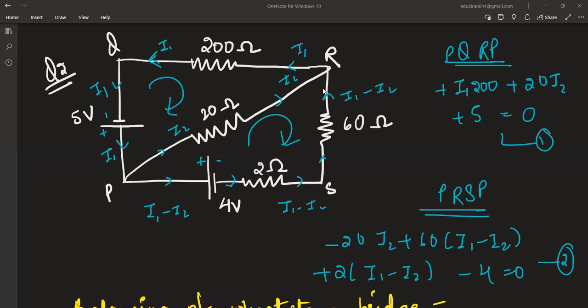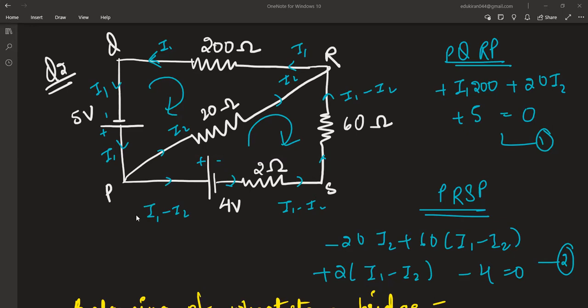Now coming to this branch, since we are moving clockwise and this is anti-clockwise, opposite direction. So opposite is positive, 16 into I1 minus I2. We are again moving opposite. So plus 2 into I1 minus I2.